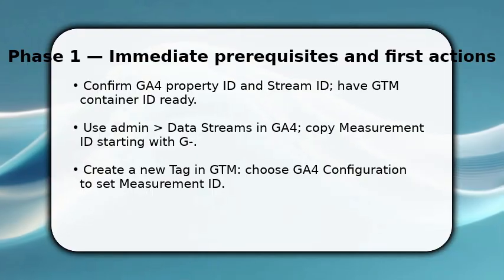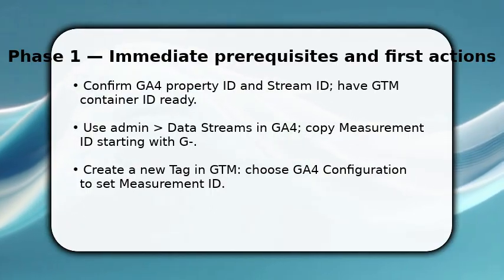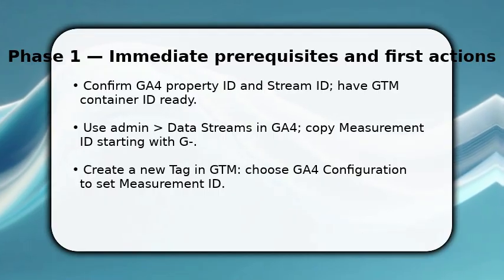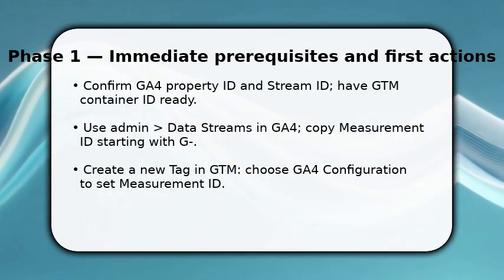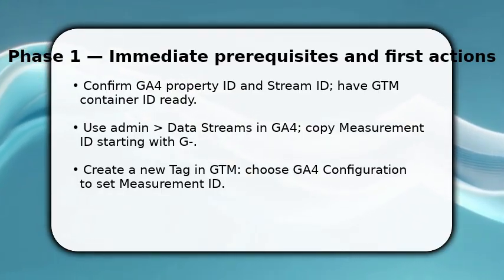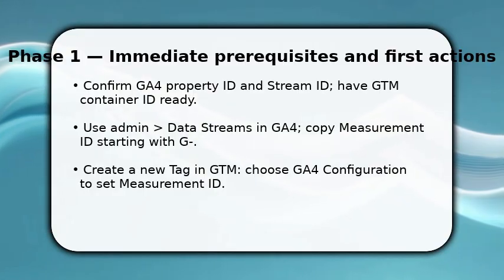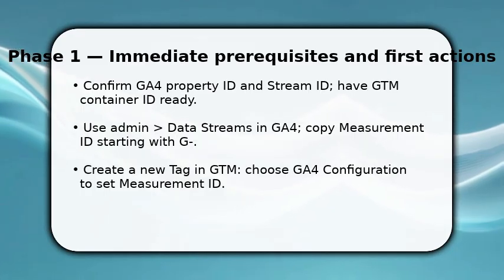You start by confirming prerequisites, a GA4 property and an active GTM container. Open GA4, go to Admin then Data Streams, and copy the measurement ID that begins with G. This links the two. Then open your GTM workspace, click Tags, and choose New, pick GA4 configuration as the tag type. Enter the measurement ID and set your trigger to all pages so configuration loads everywhere.